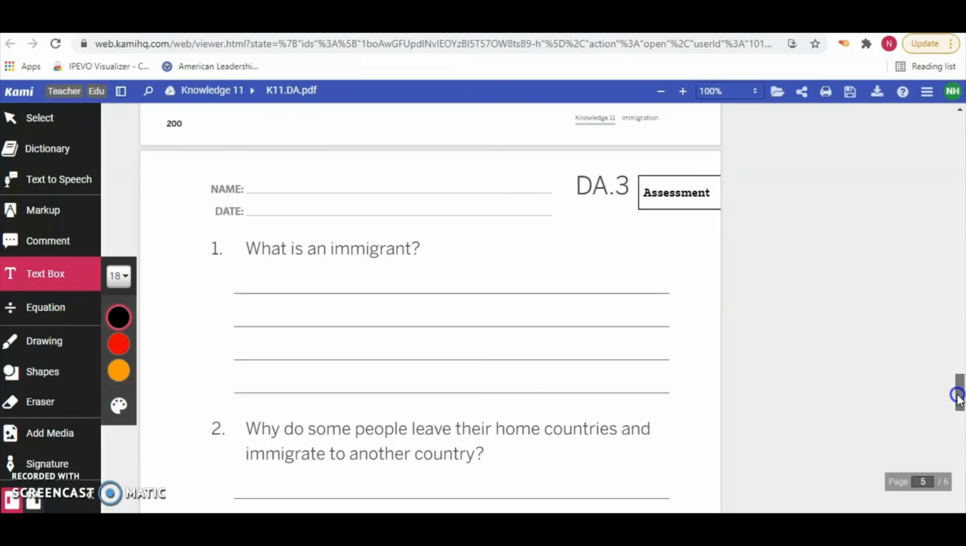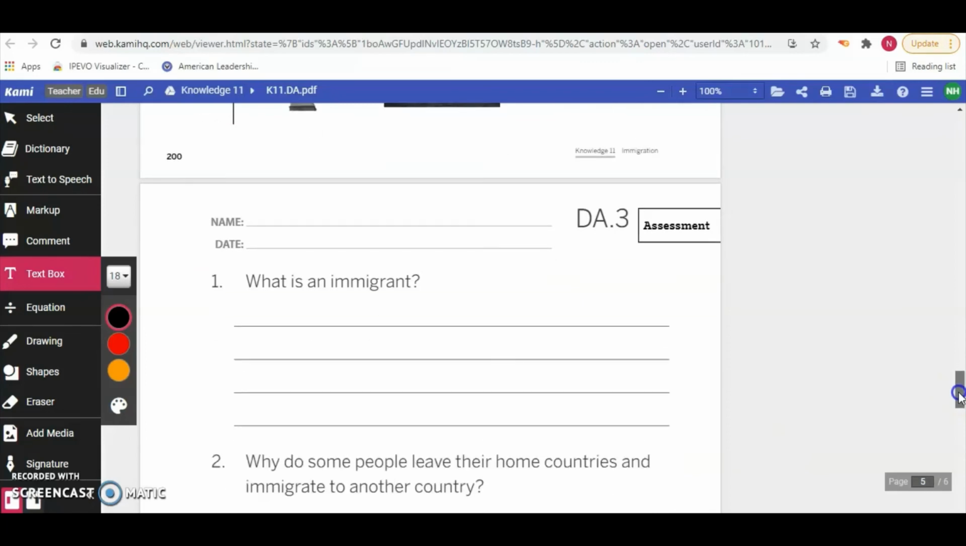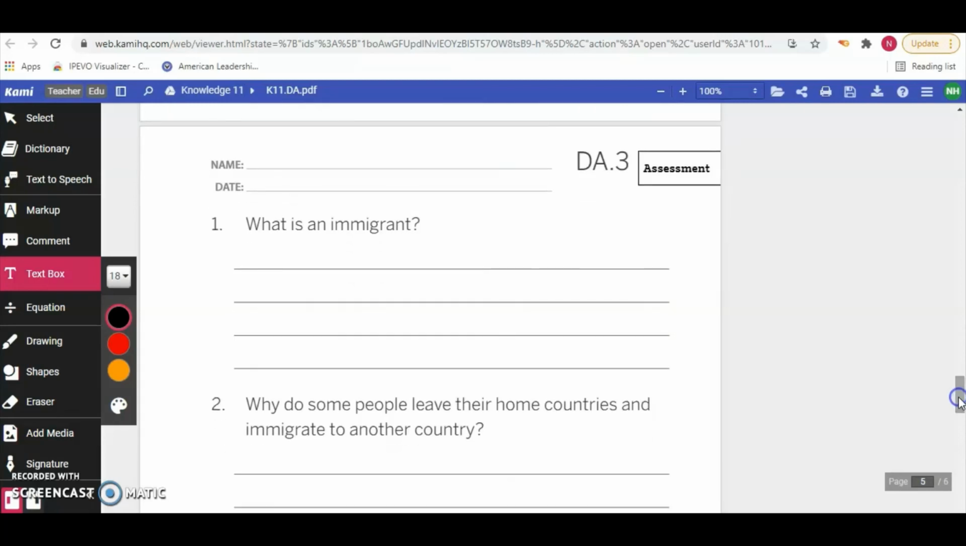I will read these questions for you, but I'll read them pretty quickly. So on this one, you will need to pause after I read the question, type in your answer, and then resume for the next one. You may pause and rewind as much as you need to, as always. The first question, number 1, says, what is an immigrant?